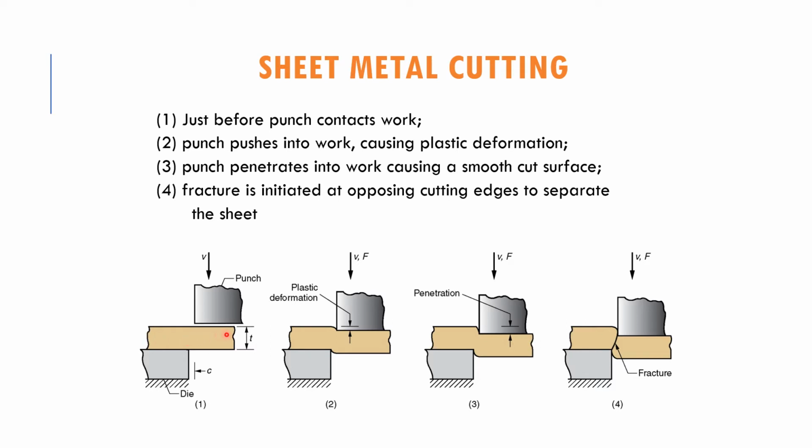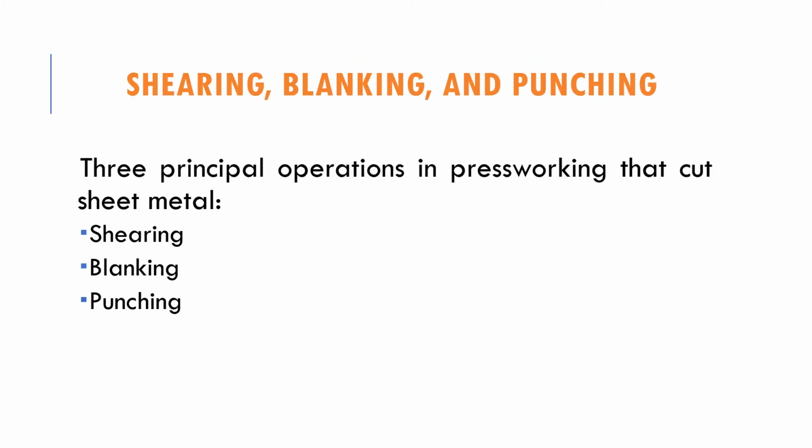This is before the punch contacts the work. When we apply the velocity and also the force on the punch, plastic deformation happens on the sheet metal. Then there will be penetration, it will go deeper, and finally fracture will be initiated at the opposing cutting edges to separate the sheet. So in the end the sheet will be cut from the main part.